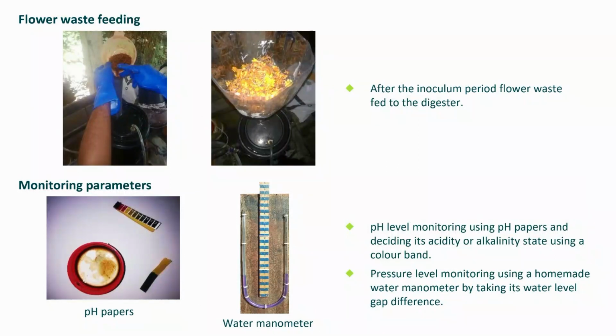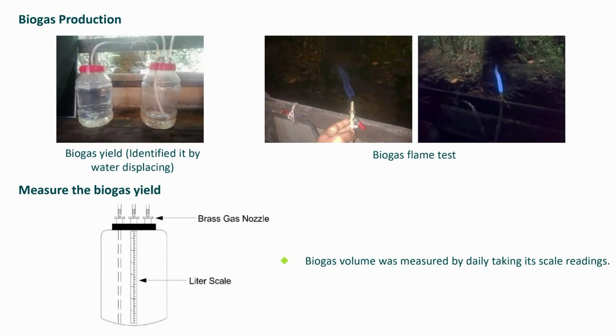After the inoculum period, flower waste was fed to the digester. Monitoring parameters such as pH level and pressure level using pH papers and a homemade water manometer. Biogas yield was identified by water displacing between the gas collector and the water displacing bottle. The biogas flame test was conducted using the valve. Finally, biogas volume was measured by daily recording its scale readings.